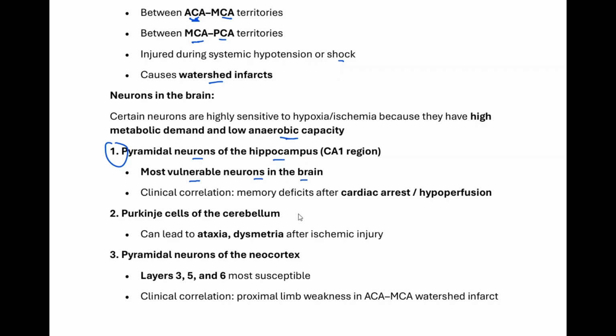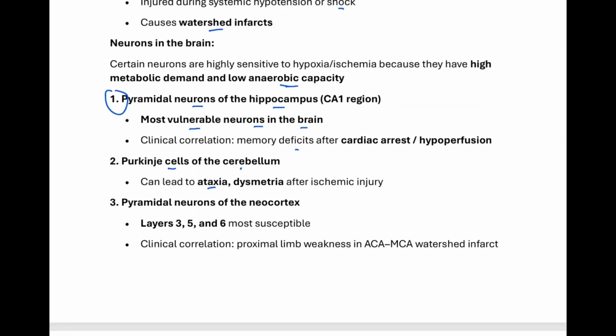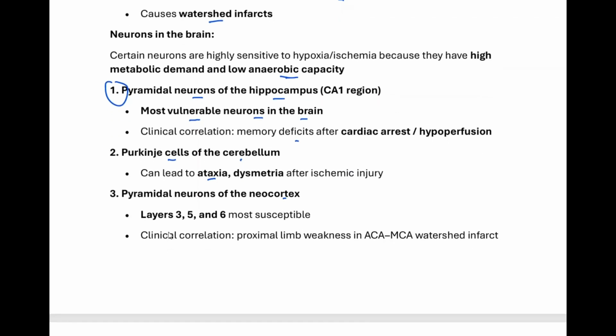When you look at the clinical correlation, those are patients who have memory deficits after cardiac arrest, or hypoperfusion. The next one is Purkinje cells of the cerebellum, and that could lead to things like ataxia and dysmetria after ischemic injury. The third one is pyramidal neurons of the neocortex, and layers 3, 5, and 6 are most susceptible in those areas. Those patients could present with proximal limb weakness, because it's affecting the junction between the anterior cerebral artery and the middle cerebral artery, which is one of the watershed areas.